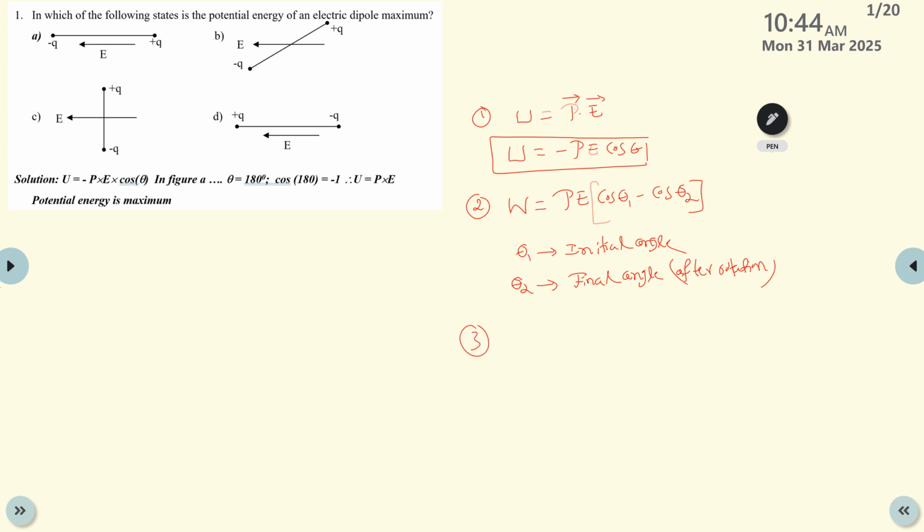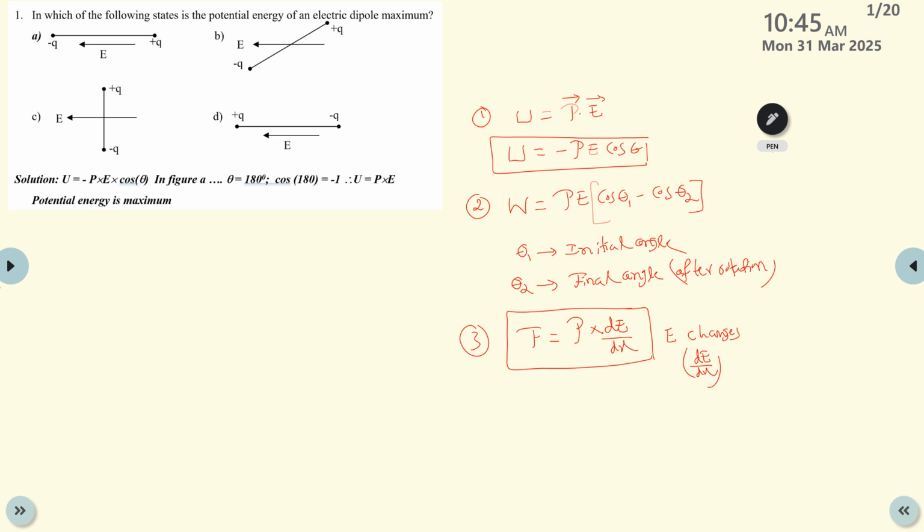Third category of problems: what is the force acting on the dipole? It is placed in the field like that. What is the force acting? F equal to P into dE divided by dx, the change of electric field with respect to distance. Students, whenever the electric field changes along x, along y, whatever, at that time you should write dE divided by dx.